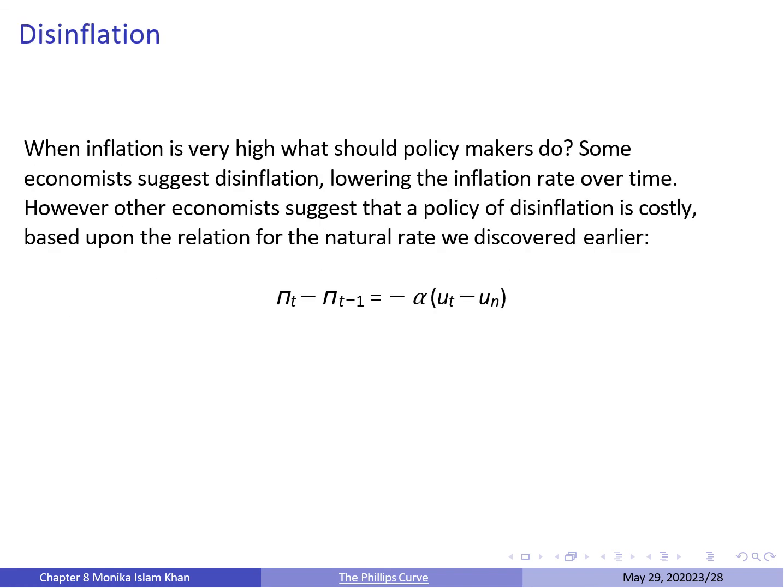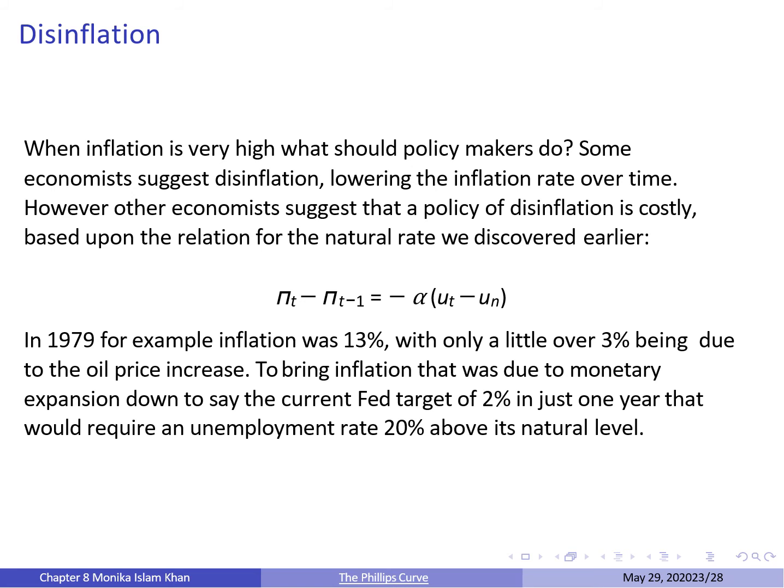Now that we have derived different variations of the Phillips curve, we need to understand how policymakers use this Phillips curve relation between inflation rate, expected inflation rate, and natural rate of unemployment. So, when inflation is very high, what should policymakers do? Some economists suggest disinflation, that is, lowering the inflation rate over time. However, other economists suggest that a policy of disinflation is costly based upon the relation for the natural rate that we discovered earlier.